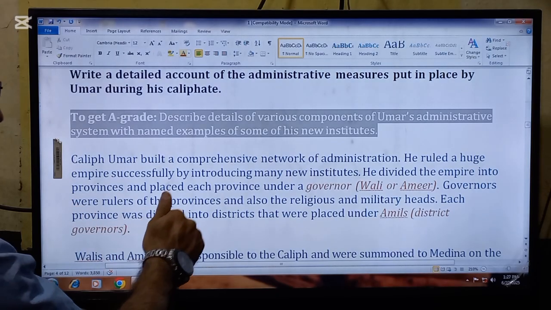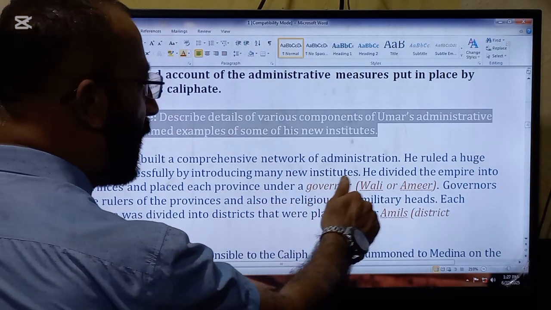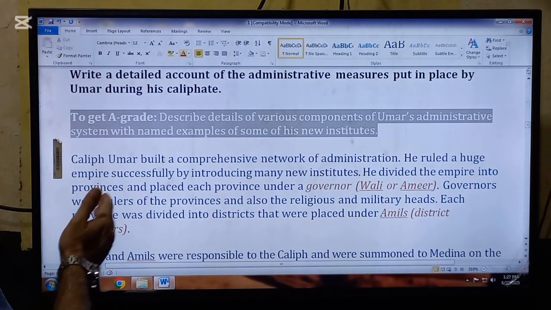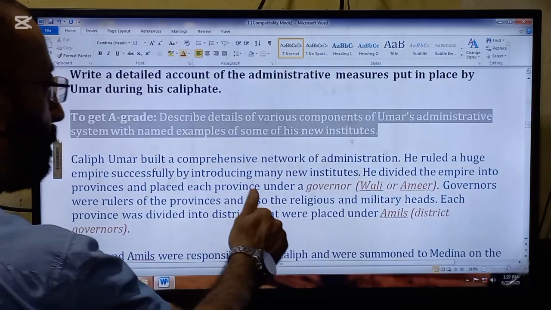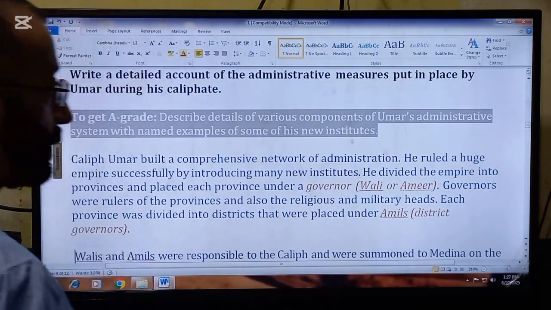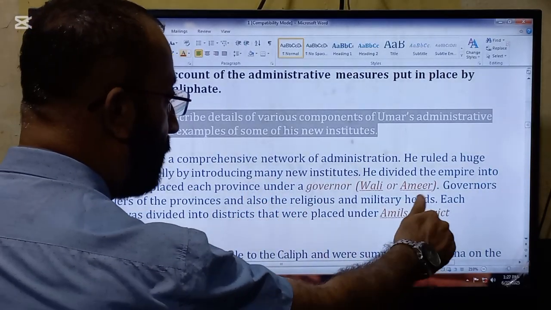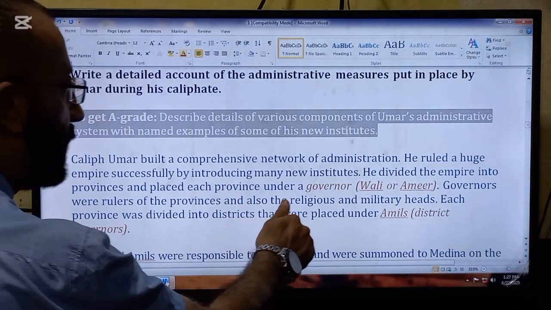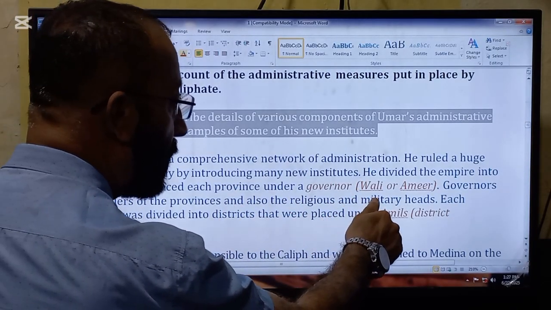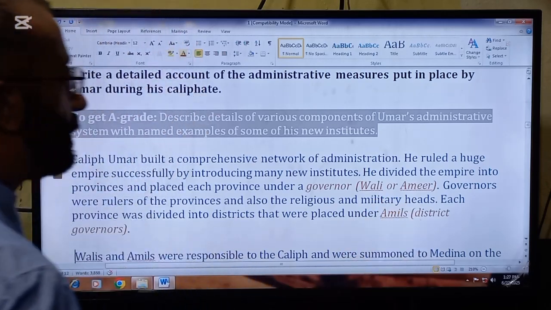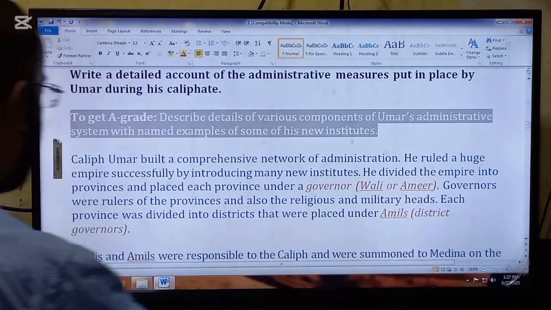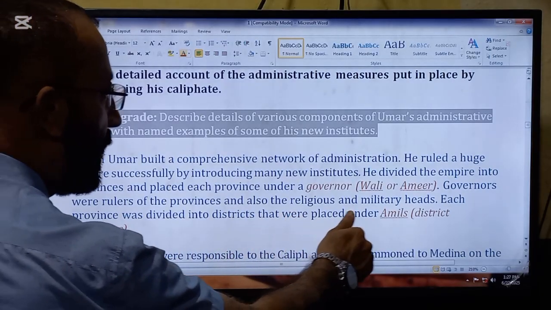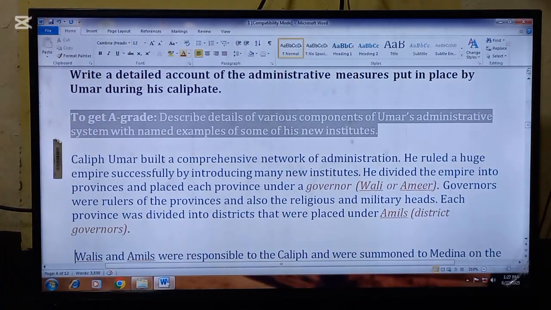Caliph Umar built a comprehensive network of administration. He ruled a huge empire successfully by introducing many new institutes. He divided the empire into provinces and placed each province under a governor that is called Wali or Amir. Governors were rulers of the provinces and also the religious and military heads.